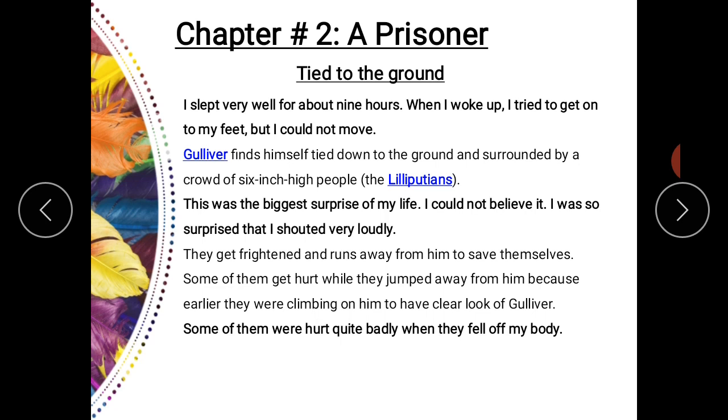When Gulliver shouted very loudly, the Lilliputians got frightened and ran away from him to save themselves. Some of them got hurt while they jumped away from him, because earlier they were climbing onto him to get a clear look at Gulliver. They were just moving on his body. Some of them were hurt quite badly when they fell off my body.